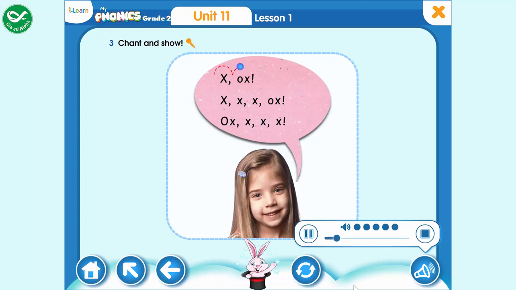Xa, ox. Xa, xa, xa. Ox, ox. Xa, xa, xa. Xa, box. Xa, xa, xa. Box, box. Xa, xa, xa. Xa. Taxi, ksa, ksa, ksa. Taxi, taxi, ksa, ksa, ksa.